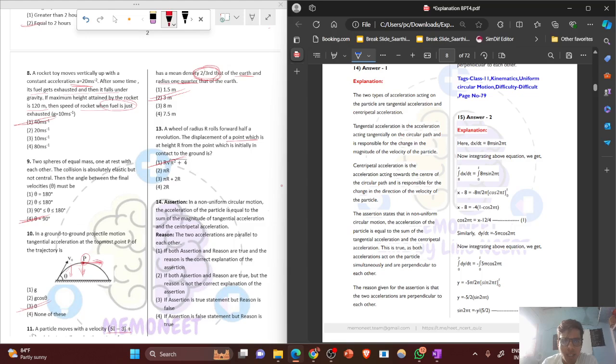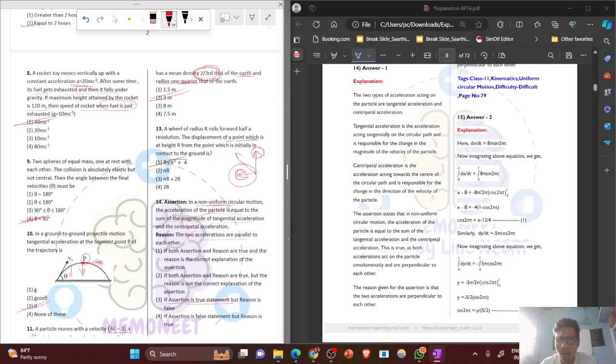Moving ahead, it's asking about non-uniform circular motion. The assertion: the acceleration of the particle is equal to the sum of the magnitudes of tangential acceleration and centripetal acceleration. The reason: the two accelerations are parallel to each other. This is wrong. The assertion is right, but the reason is wrong. How can it be parallel? Tangential acceleration is in this direction, centripetal acceleration is in that direction, and net acceleration is in this direction. So tangential acceleration and centripetal acceleration can't be parallel. It's simple, both can't be parallel. So your assertion is right, but your reason is wrong.